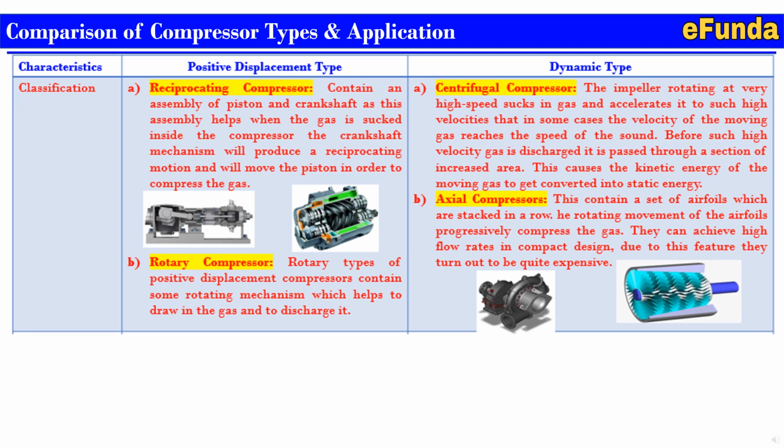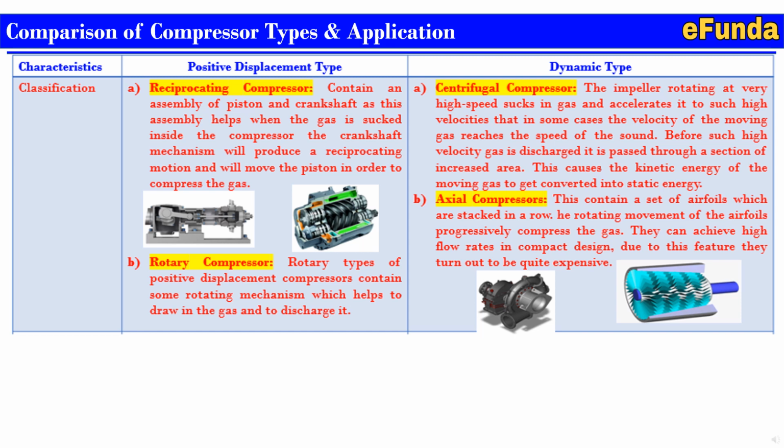Further classification: positive displacement type compressors are further classified into A, reciprocating compressor, which contains an assembly of a piston and a crankshaft. This assembly helps when the gas is sucked inside the compressor, and the crankshaft mechanism will produce a reciprocating motion and will move the piston in order to compress the gas. One can see in the picture below where the piston and crankshaft arrangement is shown.